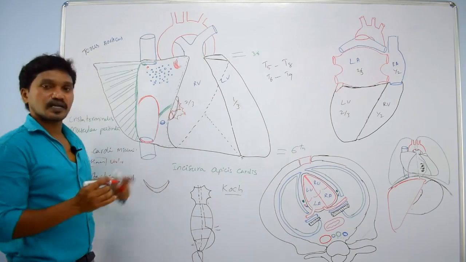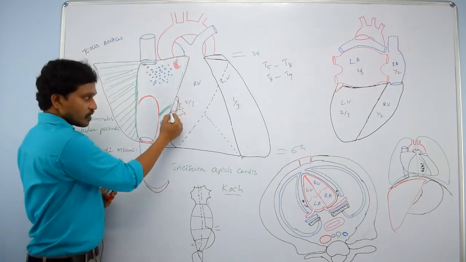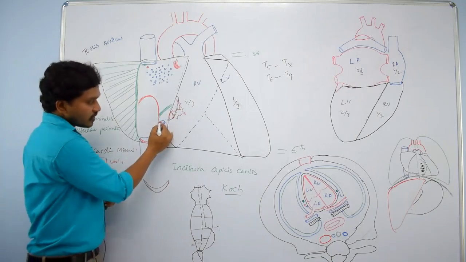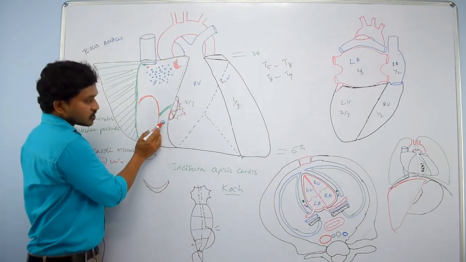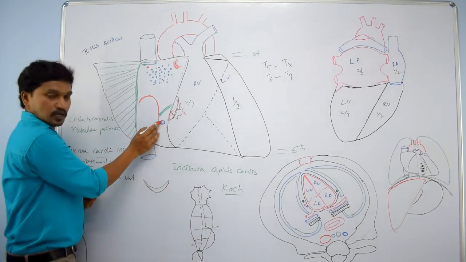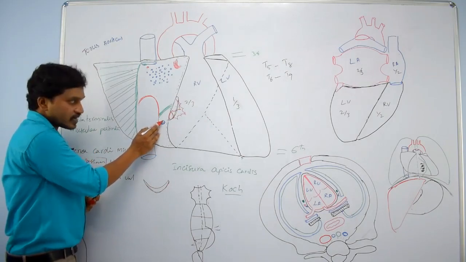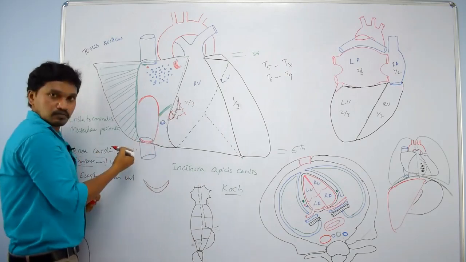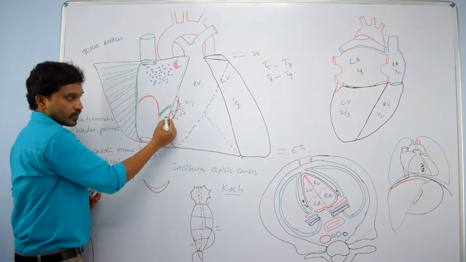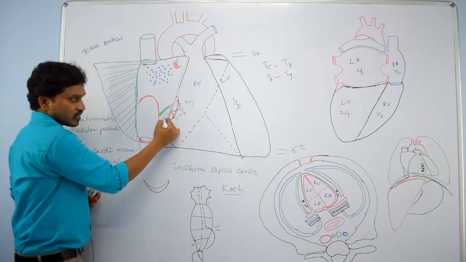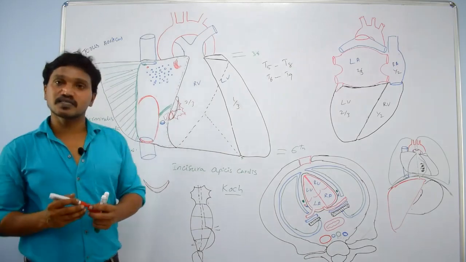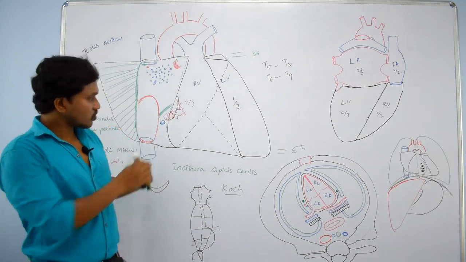So this triangular area is bounded anteriorly by the base of the septal cusp, posteriorly by the anterior and medial margin of the coronary sinus, and superiorly by the tendon of Todaro. So this area is a triangular area. What is the importance of this? Why am I stressing more about it?